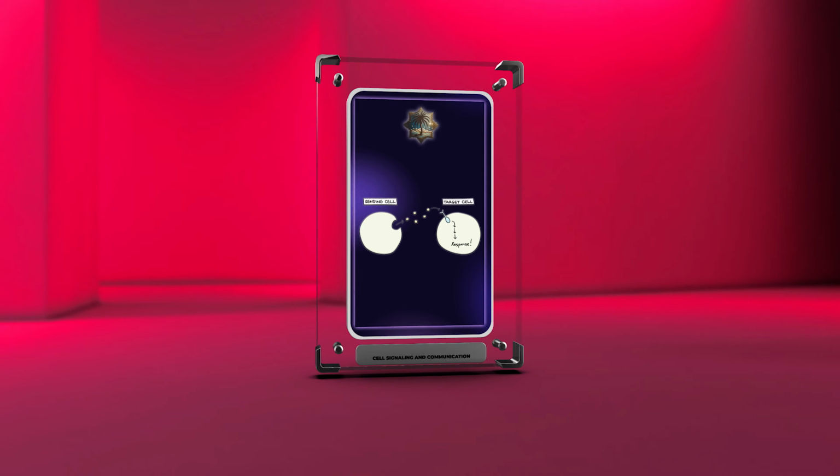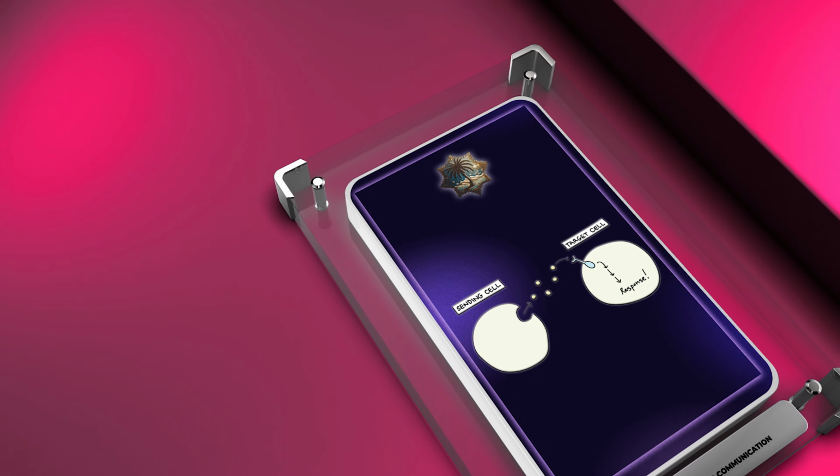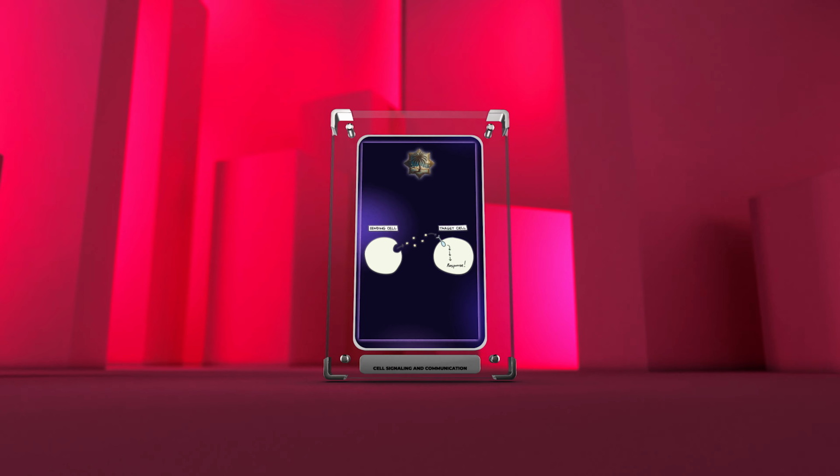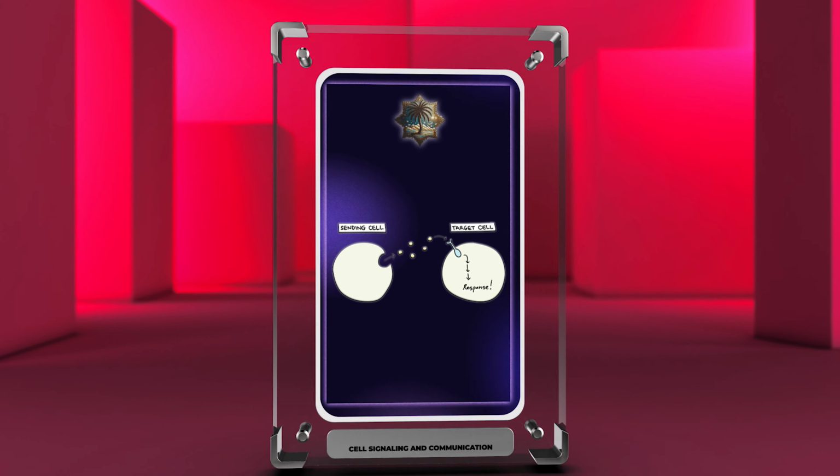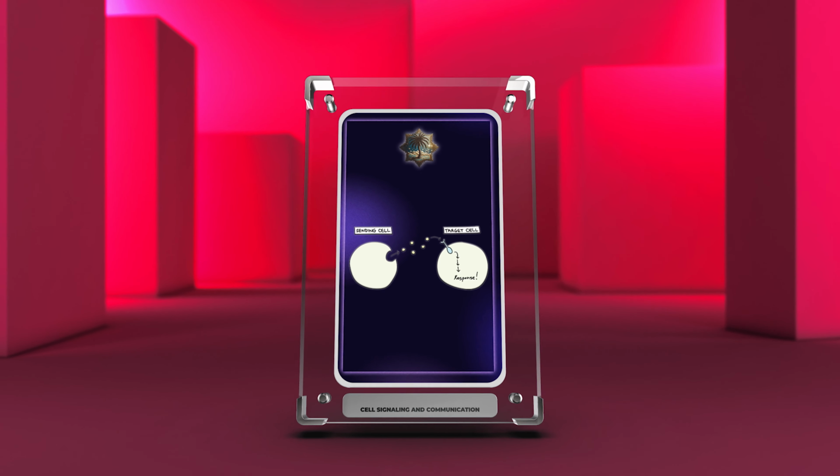Cell signaling, understanding the language of cells. Welcome to the world of cell signaling. In this comprehensive script, we will explore the fascinating topic of cell signaling, which lies at the heart of the functioning of every living organism.